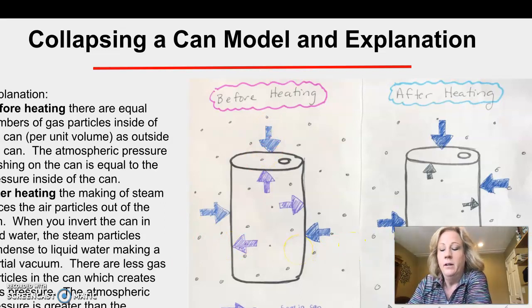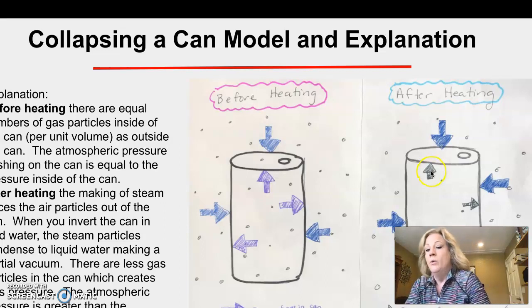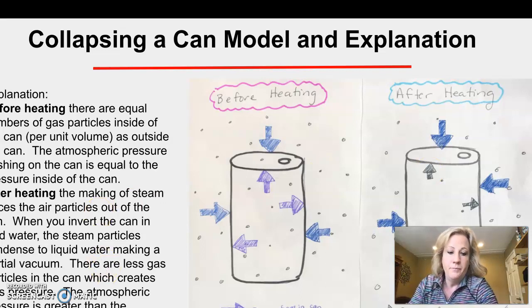After heating, the steam that came out of the mouth of the can caused there to be fewer gas particles inside of the can than outside of the can. The number of particles outside stayed the same. So the atmospheric pressure on the outside of the can stayed the same, but now there was a partial vacuum created and the pressure inside of the can was much less, which is what causes the implosion.